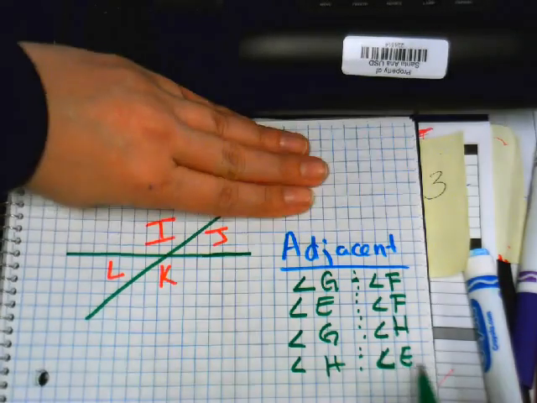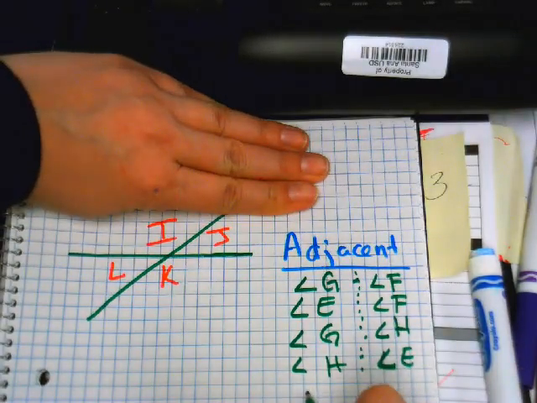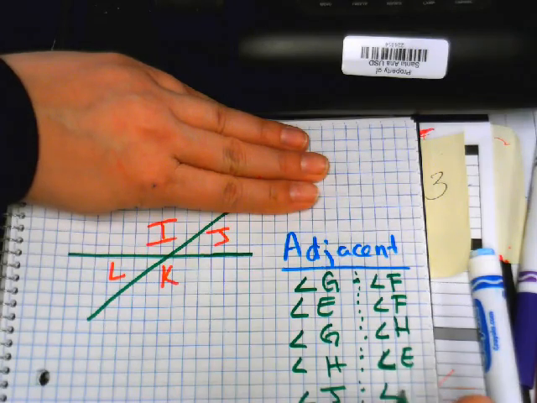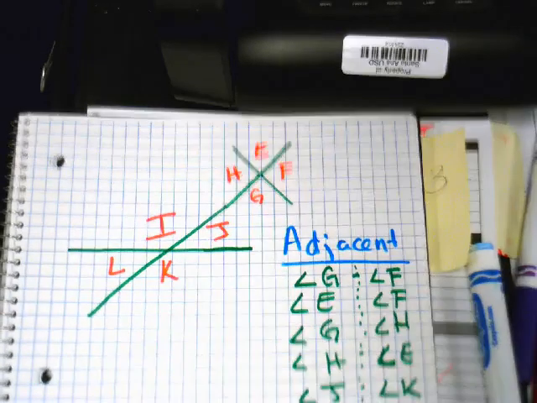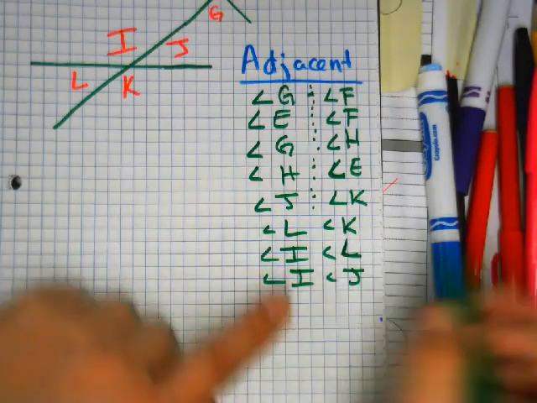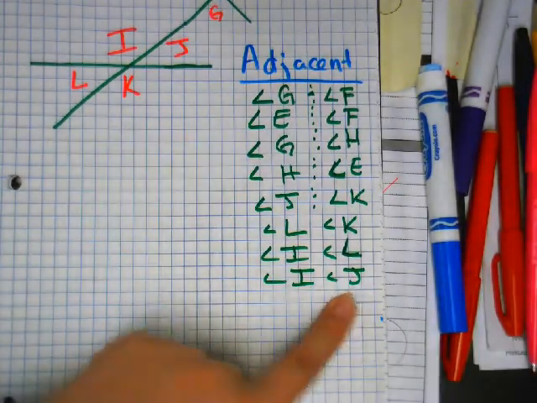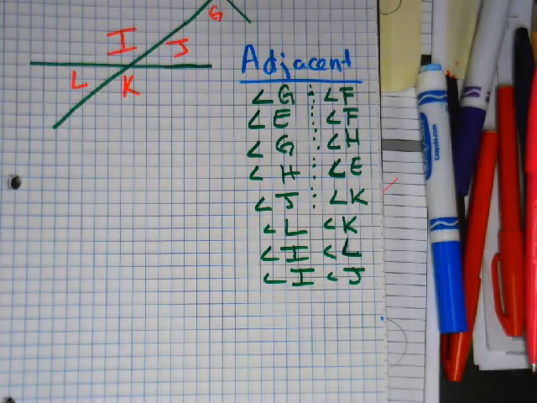So now let's name the bottom ones. JK, everyone's favorite. LK. IL and IJ. I already got JK. Now, some of you were asking me, can I switch the order? Can I go JI? Yes, that's the same answer. We just switched the order. You can do JK or you can do KJ.